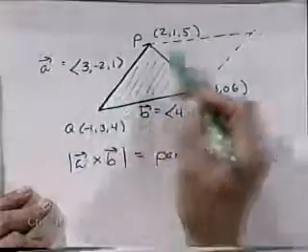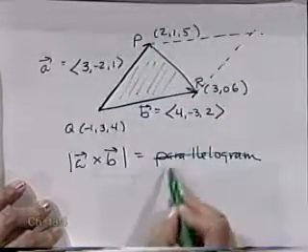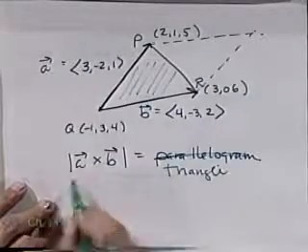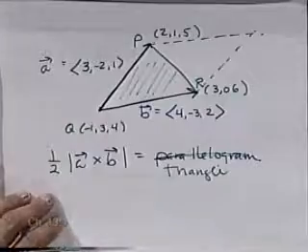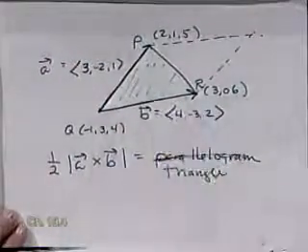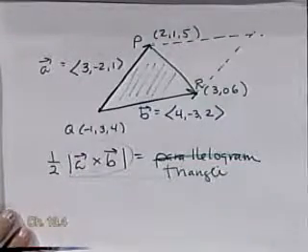Half, that's right, because you're taking the parallelogram and cutting it right in half, aren't you? So to get the area of the triangle, find your A cross B, find the magnitude of A cross B, and then just take 1/2 of it. So if you have two vectors and you want to find the area of the triangle determined by those two vectors, all you have to do is take 1/2 times the magnitude of that vector.